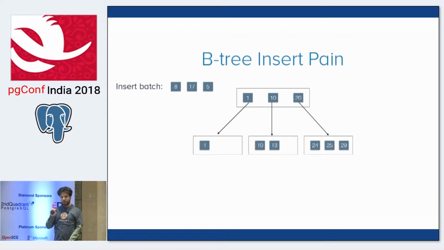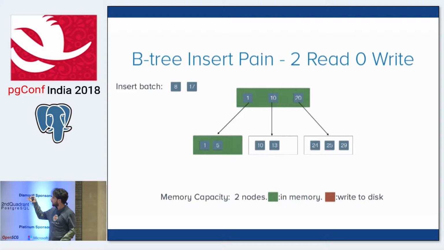In this example, I only have enough memory to store 2 nodes of the B tree in memory. So when I insert the first tuple, the 5, which needs to go into the left-hand side, all you do is load up the path to that leaf in memory and insert the 5 in memory, and that's it. You don't have to do anything else.